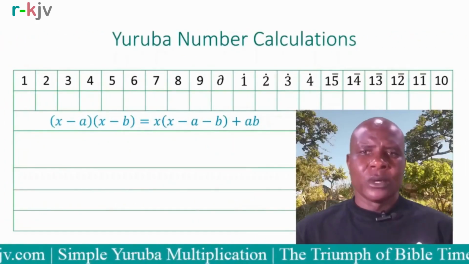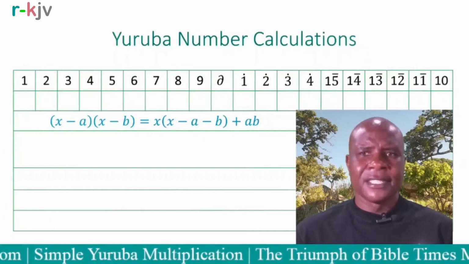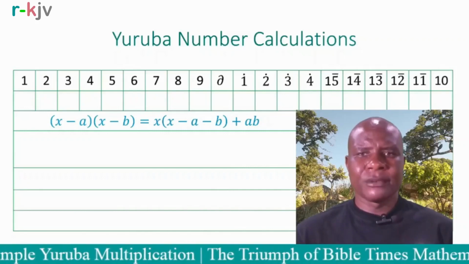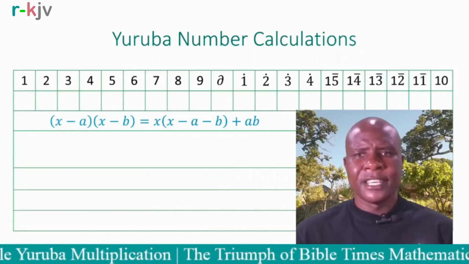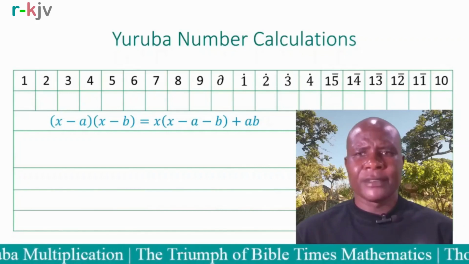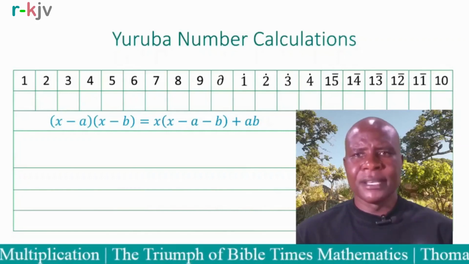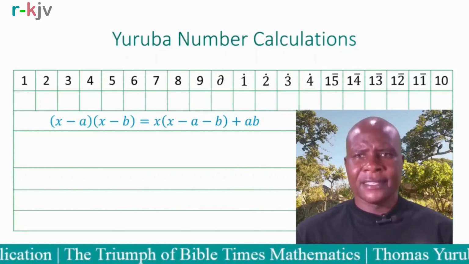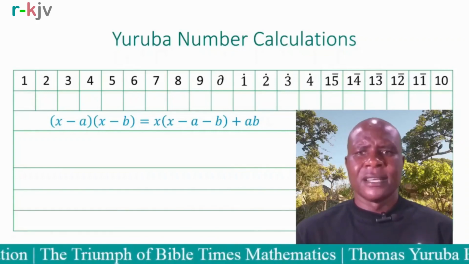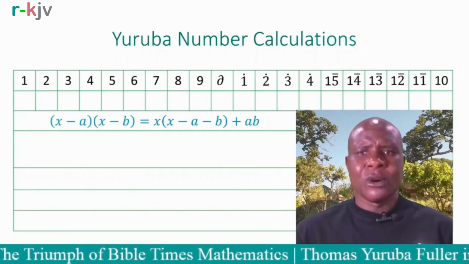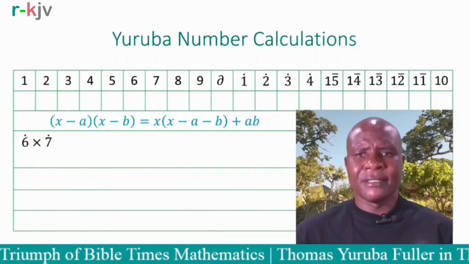The second algorithm is expressed as the bracket of x minus a multiplied by the bracket of x minus b is equivalent to x multiplied by the bracket of x minus a minus b plus the product of a and b, where x is the base. As an example, let us carry out the multiplication of 16 by 17.